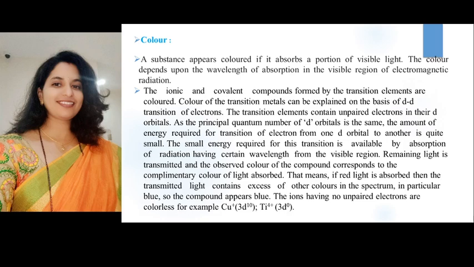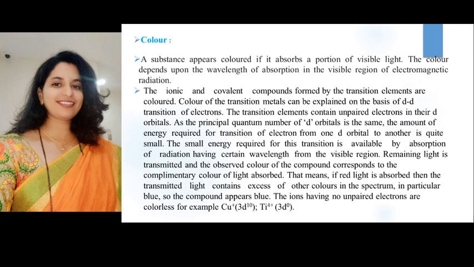As the principal quantum number of d orbitals is the same, the amount of energy required for transition of electrons from one d orbital to another is quite small. The small energy required for the transition is available by absorption of radiation having a certain wavelength from the visible region. The remaining light is transmitted and the observed color of the compound corresponds to the complementary color of the light absorbed. That means, if red light is absorbed, then the transmitted light contains excess of other colors in the spectrum, particularly blue. So the compound's appearance will be blue.